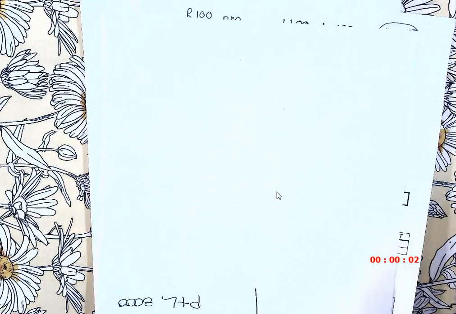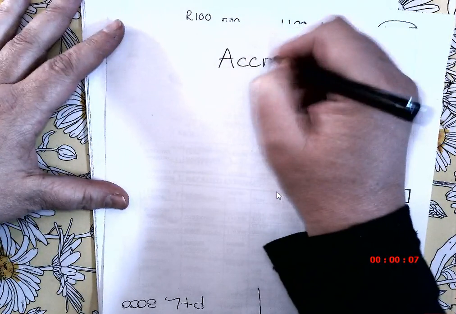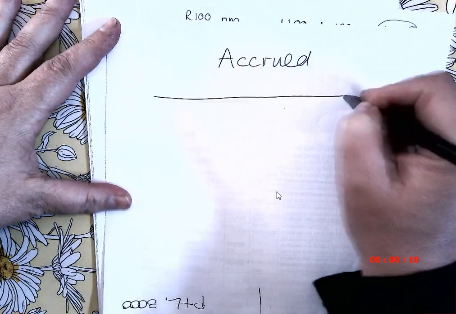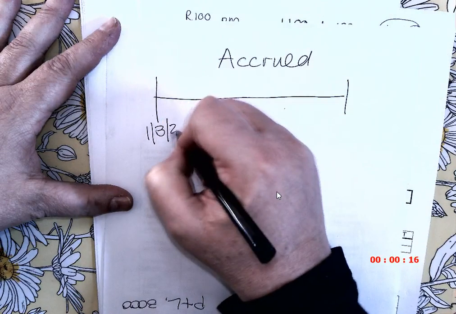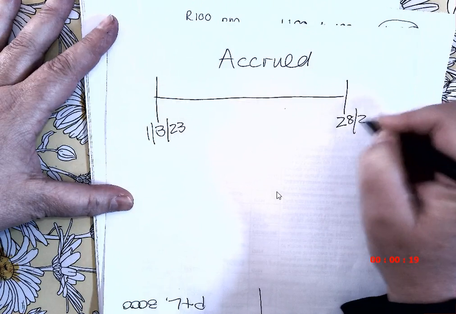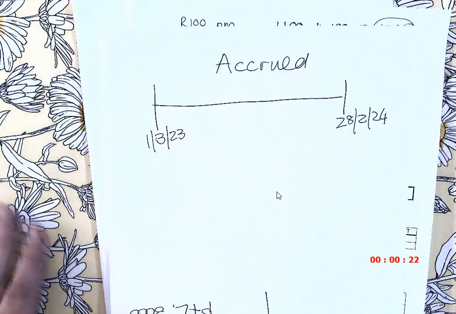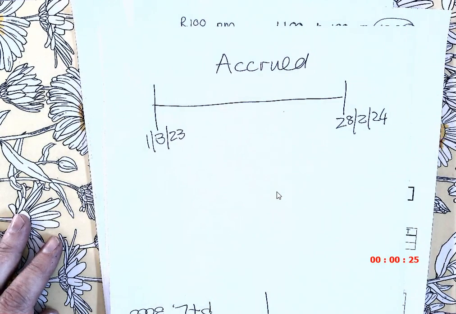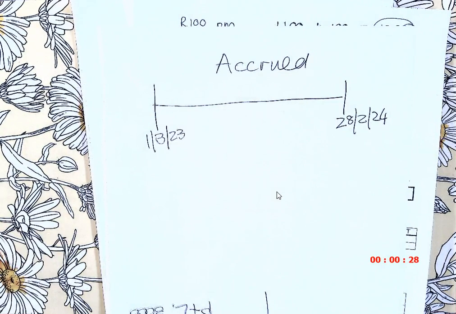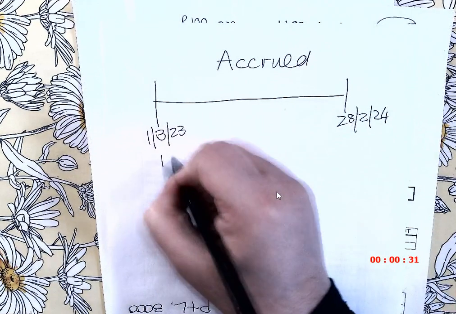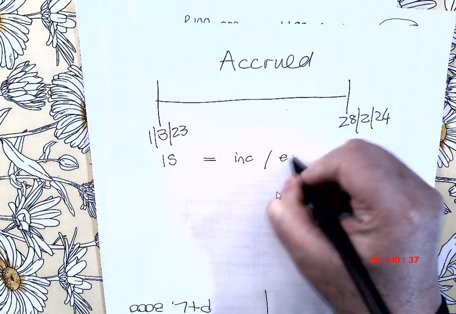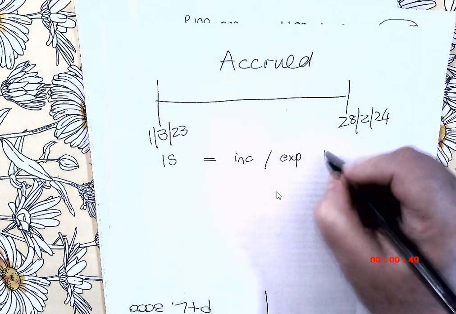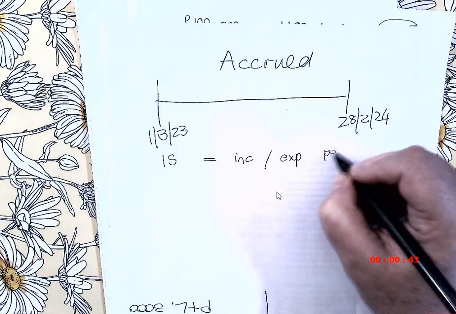So I just want to repeat myself and put it in different words. The thing about accrued is I have a financial year. Say it starts 1st of March, meaning it ends 28th February. Now when I set up my balance sheet and my income statement, I want to show, when I do the income statement, the income or the expense that represents the period of this financial year.